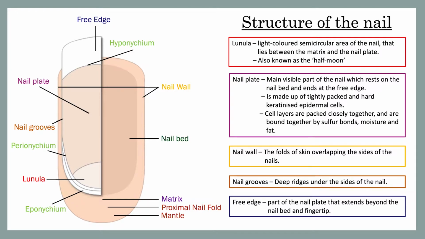The lunula is a light-coloured, semicircular area of the nail that lies between the matrix and the nail plate. This is also known as the half moon, as it's the little white circle at the base of your nail. The nail plate is the main visible part of the nail which rests on the nail bed and ends at the free edge. It is made up of tightly packed and hardened keratinized epidermal cells. These cell layers are packed closely together and are bound together by sulfur bonds, moisture and fats.